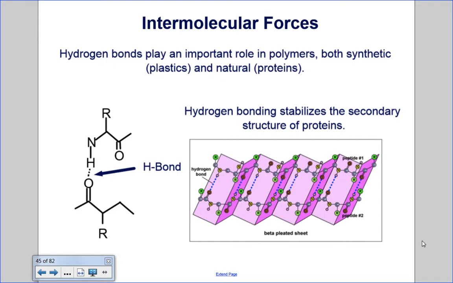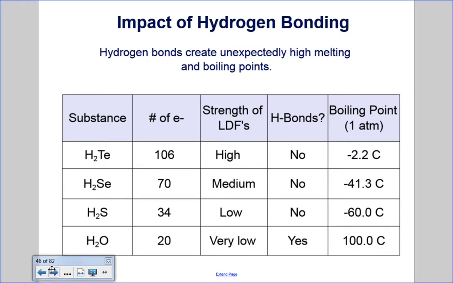Hydrogen bonds play an important role in polymers, both synthetic, plastics, and natural, proteins. Hydrogen bonding stabilizes the secondary structure of proteins with a strong hydrogen-oxygen bond. The impact of hydrogen bonding.